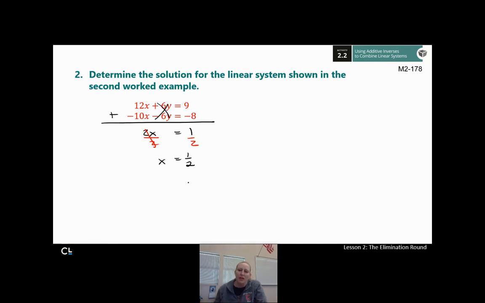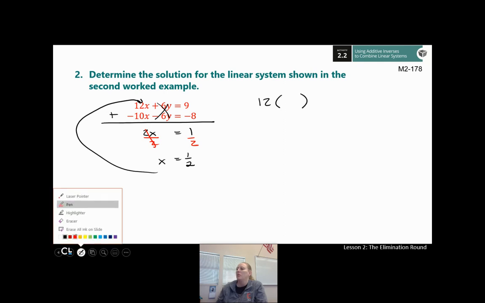You can do a 0.5 if you like. If it makes you feel better, that's fine. But yeah, we're not all the way there. So this was quick, this was easy, but we need to figure out what y is. So pick an equation, any equation, I don't care, pick one and stick in your 1/2. I'm gonna use this guy because why not? So I'm gonna do 12 times 1/2. So I'm plugging in my 1/2.